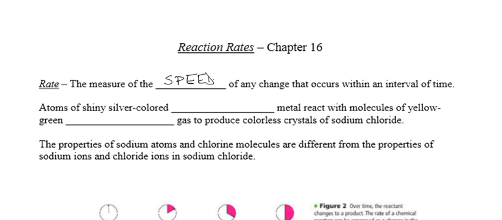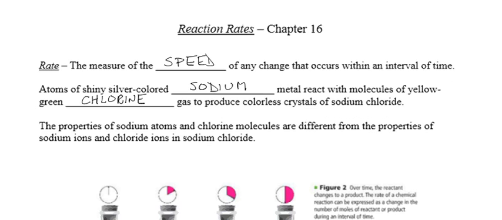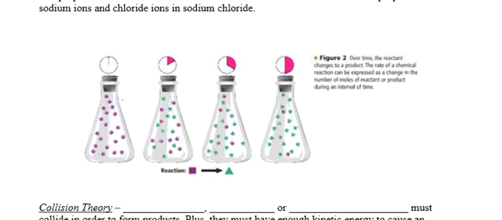If we have atoms of sodium metal, and we showed this earlier in the year in a YouTube video, they will react with molecules of chlorine. It's an exothermic reaction. It releases lots of energy, and it will turn into sodium chloride. So over time, the reactants will turn into products.